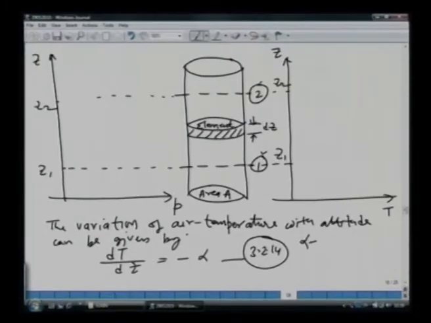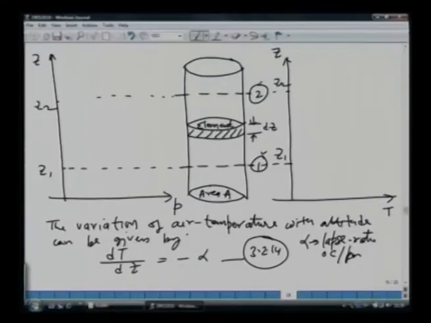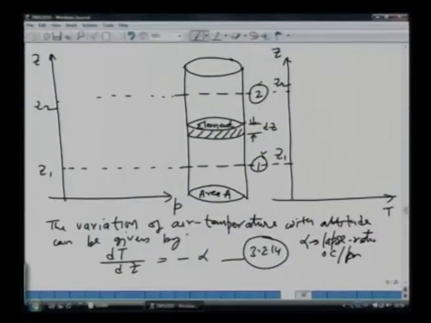Alpha is the lapse rate. Normally, it is expressed in degrees centigrade per kilometer of height, and its value is between 6 and 7 and depends upon the climatic conditions and so on. So, lapse rate is the rate at which the temperature lapses as we go up, and this is 3.2.14. Now, we will do certain algebraic manipulations and then try to find out the variation of pressure and temperature as a function of height.